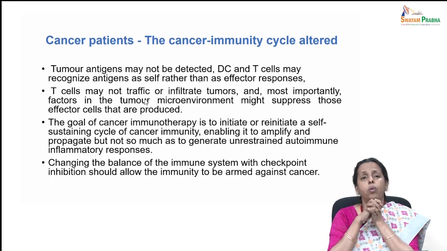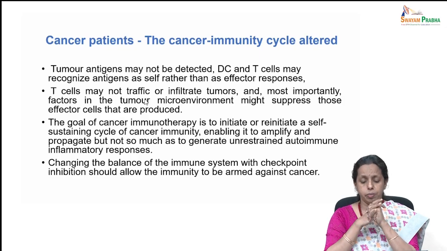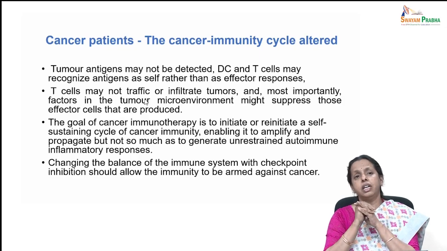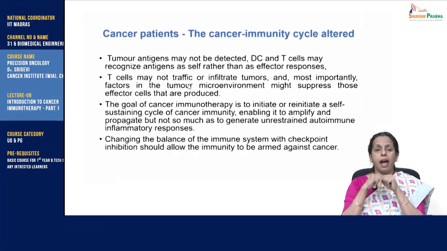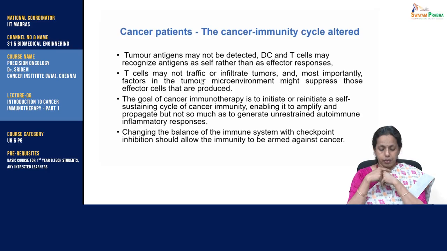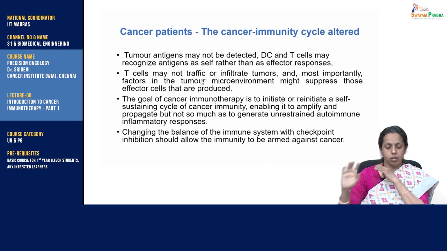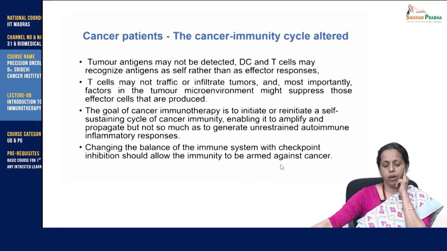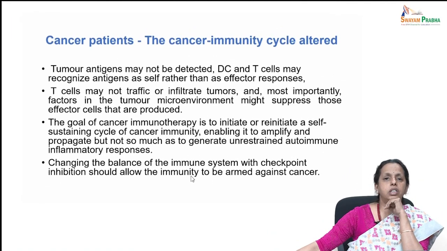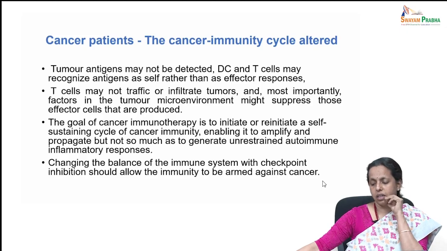So the goal of your cancer immunotherapy should be to initiate or reinitiate a self-sustaining cycle of cancer immunity that will amplify and propagate, but again the balance has to be achieved so that there is no unrestrained activity. Once we change the balance of this immune system with checkpoint inhibition, it could allow the immunity to be armed against the cancer.